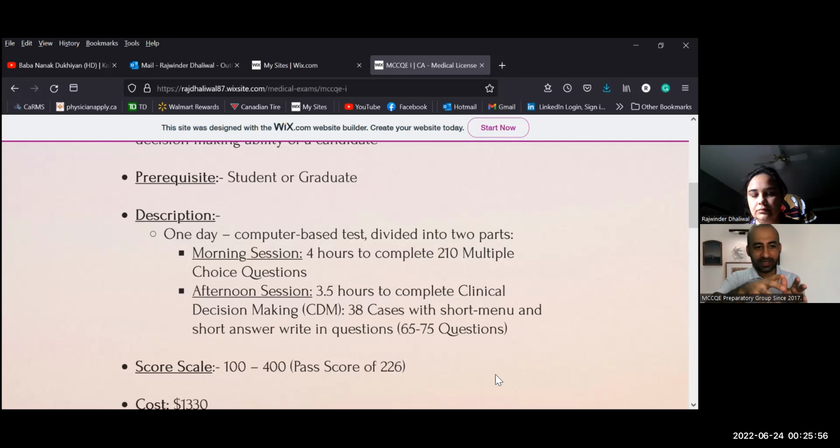Anyhow, regarding the exam itself for MCCQE Part 1, you cannot just write the exam on its own. First, you need to make the physiciansapply.ca account. For that, you need to go to the mcc.ca website, and the account itself will cost you $310 Canadian dollars. Once you set up that account, you need to get your SVR done.